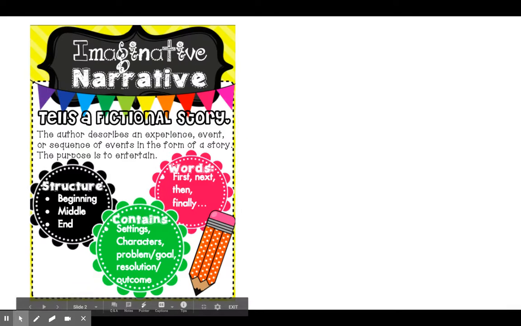So we already know a narrative writing piece is really just writing a story. We have to have characters, setting, the problem and a solution, and we of course have to have a very clear beginning, middle, and end to our story. We are going to include transition words like first, next, then, and finally to help us move our story along from event to event.